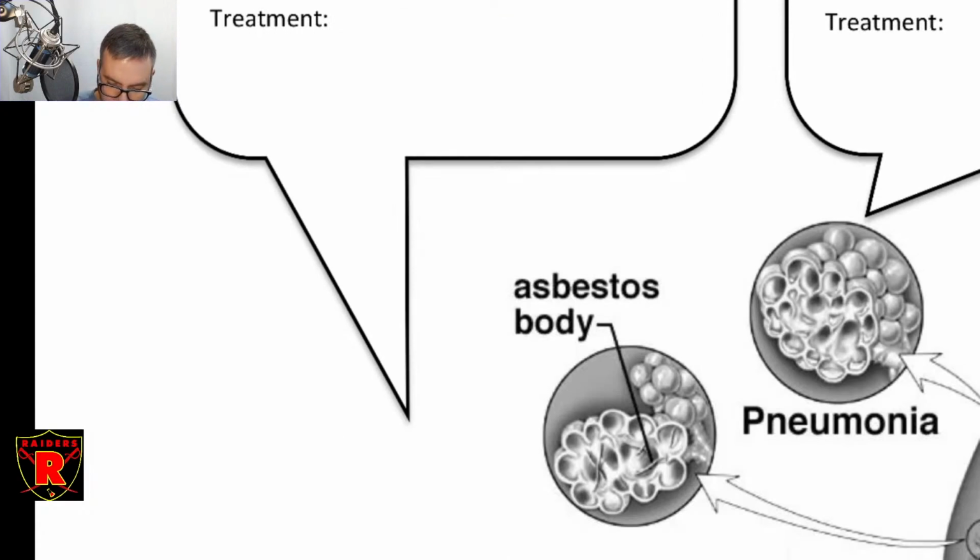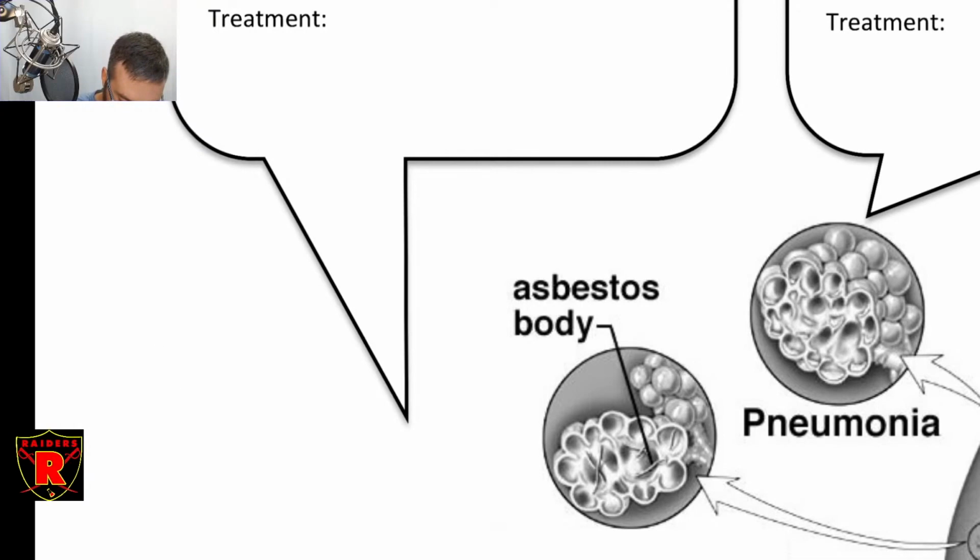So if you look really closely at asbestos, it's these sharp little, I don't know what to call them, not strips, but mineral crystals.